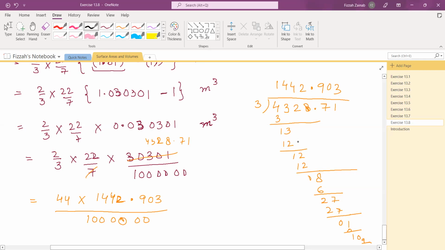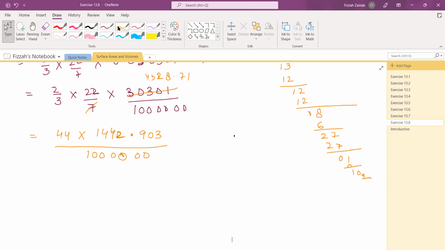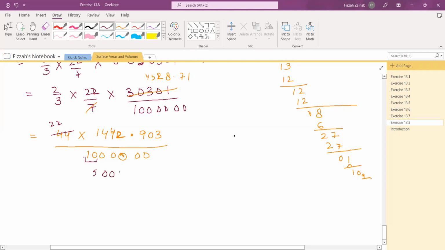Okay, let's do it like this. Wait, it's a large number. Let's make it a bit smaller. Now you do your calculation like this. Now use the table of 2. So I'm going to divide it by 2. So this is 22, right? And this will become 2 into 5. And then I'm left with 5 zeros: 1, 2, 3, 4, 5, right?